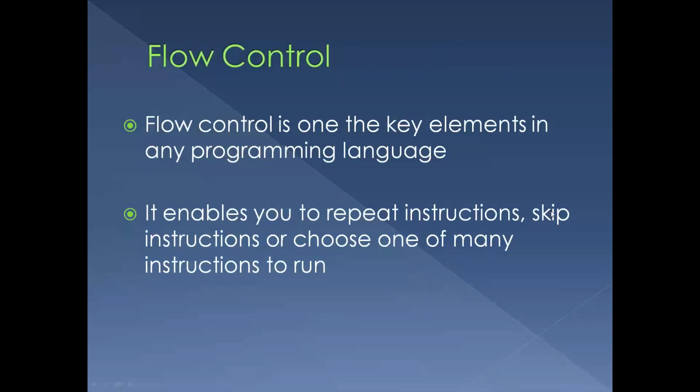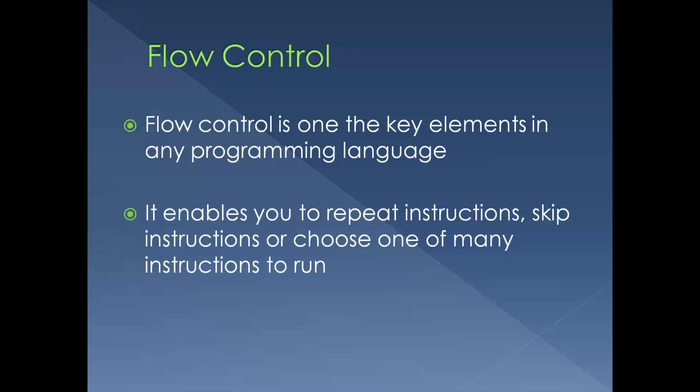Flow control. Flow control is really one of the keys in being able to have your code make some decisions. If something evaluates to true or not, or evaluates to a particular value or not, we can make decisions within our code as to whether or not we want to go this direction or that direction.